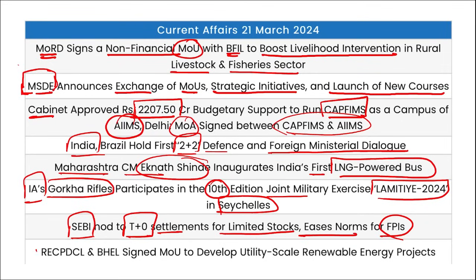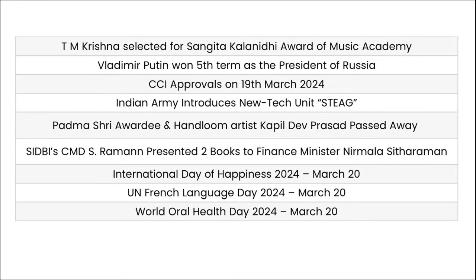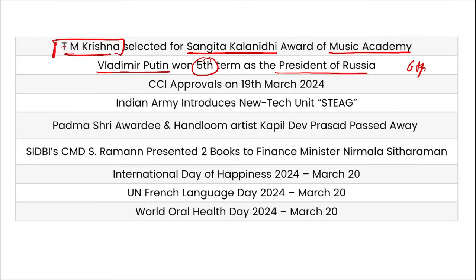Then Rural Electrification Corporation Power Development Consultancy Limited signed an MOU with BHEL to develop utility scale renewable energy projects. Then TM Krishna selected for Sangeetha Kalanidhi Award for Music Academy. Then Vladimir Putin won the 5th term as the president of Russia, and each term is of 6 years. Then CCI approvals we saw. Then Indian Army has introduced a new tech unit called STAG, and remember the full form of STAG.